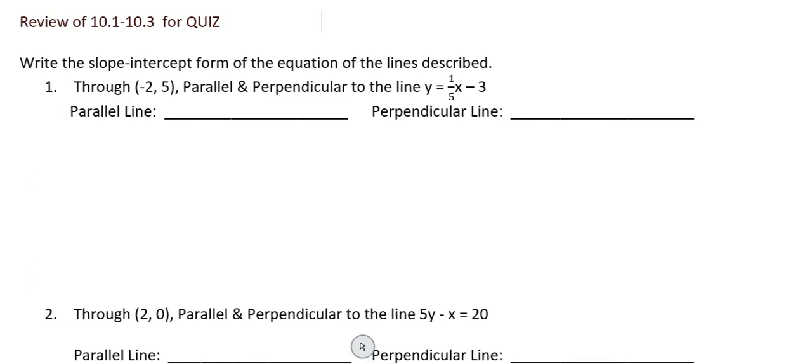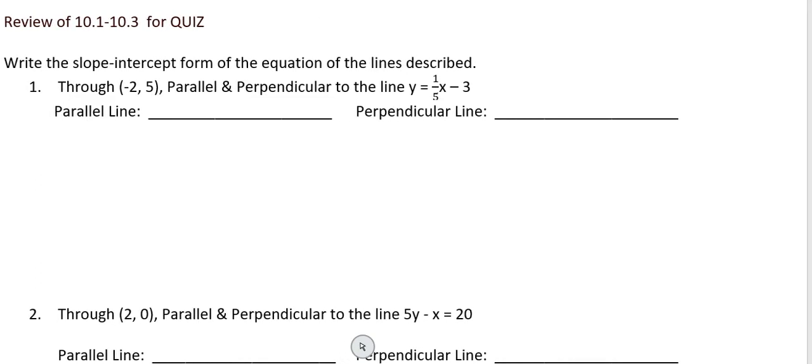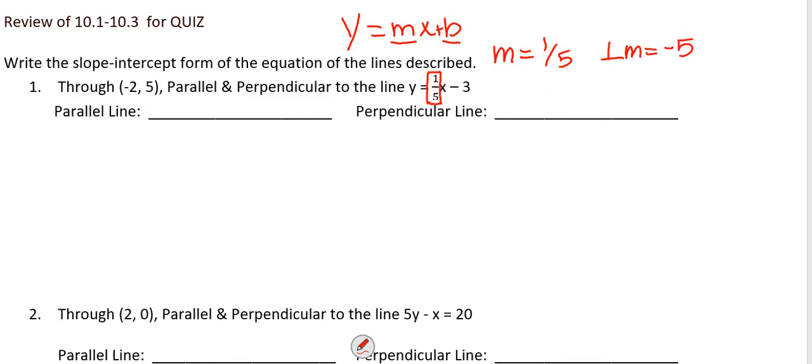So what we're going to do first is find the slope of this line. If you recall, the equation of a line is y equals mx plus b, where m is the slope and b is the y-intercept. So we notice here that our slope is 1/5, so m of this line is 1/5. And then the perpendicular slope of that is the negative reciprocal, so we're going to flip it. So our perpendicular slope is going to be -5, because the flipped version of 1/5 is 5/1, which is 5.